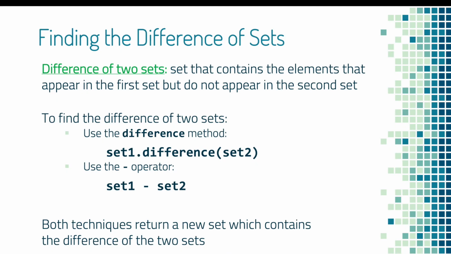We can also have the difference of sets. So it contains elements that appear in the first but not in the second. So in this case, the order of which one you use matters. In the previous ones, set 1 dot union set 2 will be the same thing as set 2 dot union set 1. But now, if you do it this way, you're going to end up with an issue if you do them in the opposite order because it's going to have different answers.